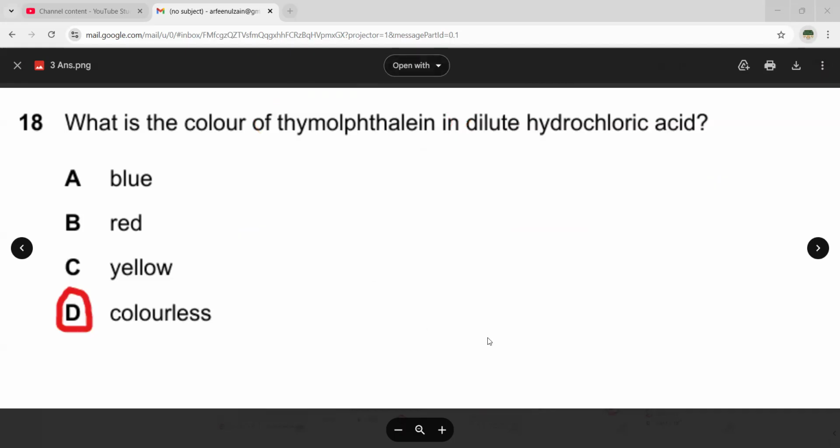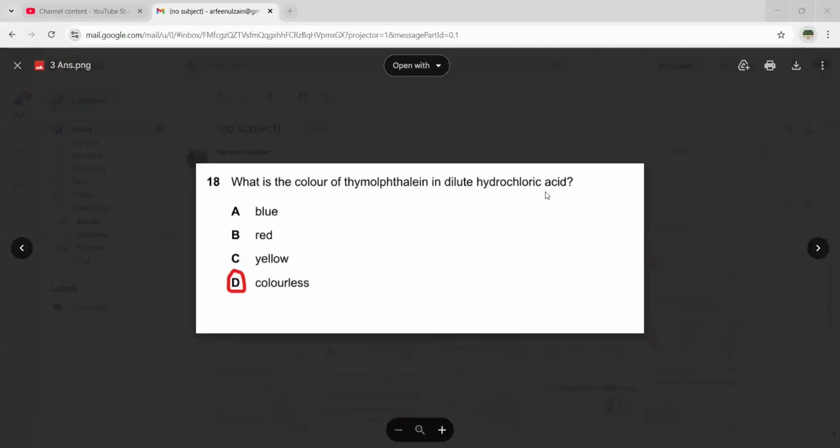Same thing, learn methyl orange as well, and phenolphthalein. The color in alkaline medium for thymolphthalein is blue. In acidic medium, it is colorless.